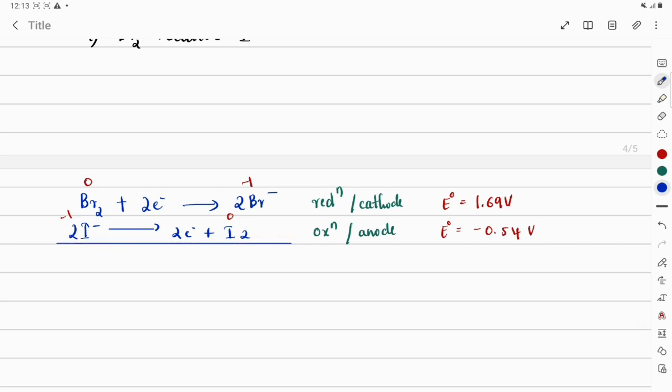If you sum the reactions for the electrodes, you will get the reaction for the cell, or the cell reaction. So the two electrons can be cancelled. What is left? We have Br2 plus 2I minus, giving 2Br minus plus I2. This is the overall cell reaction.